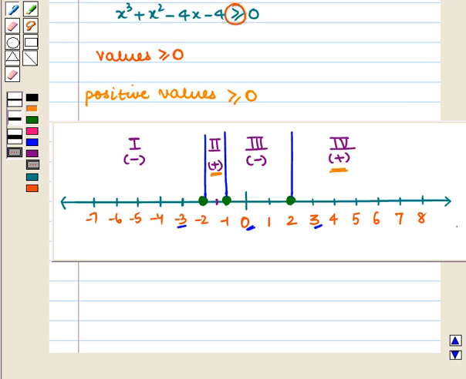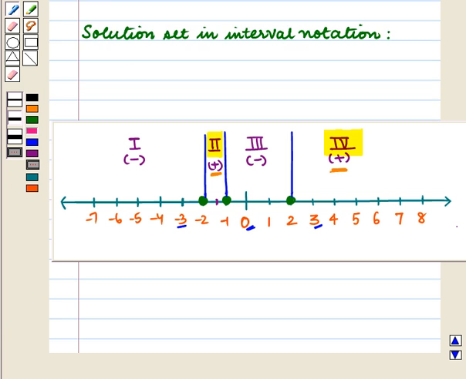See, in the sign chart, we have two regions showing positive sign, which means these regions will satisfy the given inequality and will form the solution set. These regions are region 2 and region 4. Also, critical points are included in this region because we have inequality greater than or equal to 0. So the solution set in interval notation is given by closed interval -2 to -1 union interval 2 to infinity, closed at 2 and open at infinity.